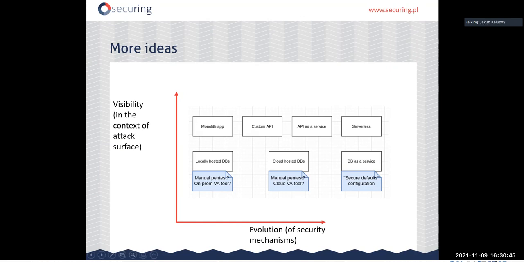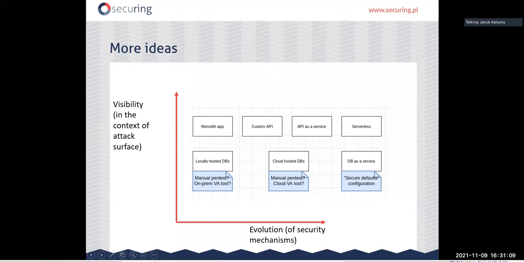So I started with old technology on the left and new technology on the right, which is still the evolution in the Wardley context. So we can have a monolith application that is front end together with backend, etc. Then we can have custom API, more to the right, API as a service, more to the right, serverless.